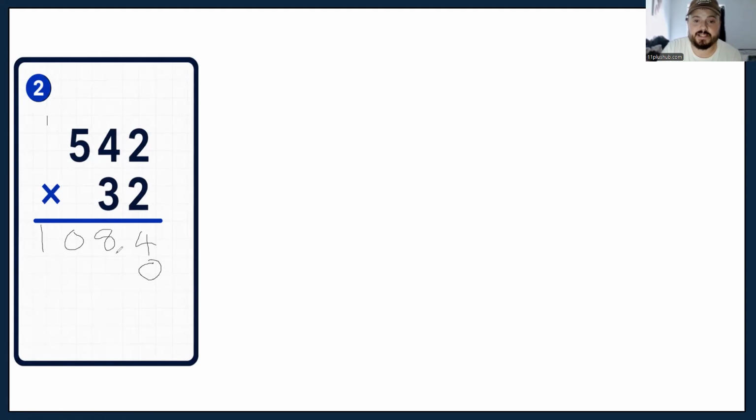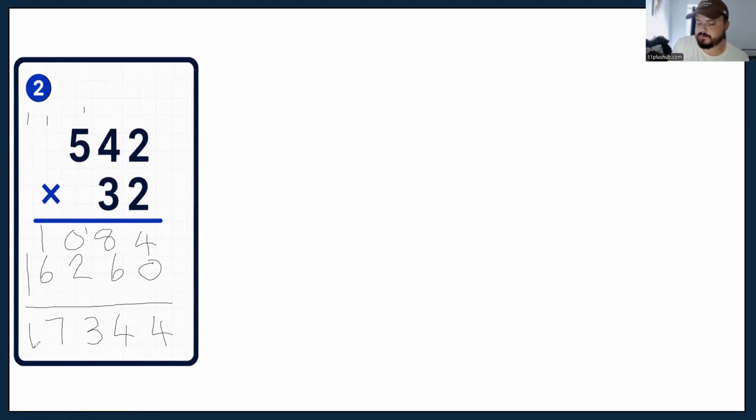3 times 2 is 6. 3 times 4 is 12. 2 goes underneath, 1 gets carried over. 3 times 5 is 15. Add the 1 that I carried over is 16. So 6 goes underneath, 1 gets carried over. We've done all the maths, it can go straight down. And combine them. 4 plus 0 is 4. 8 plus 6 is 14. Carry the 1 over. 0 plus 2 is 2. Add the 1 that I carried over is 3. 1 plus 6 is 7. 1 plus nothing is 1.